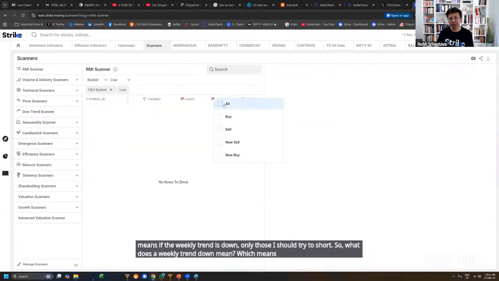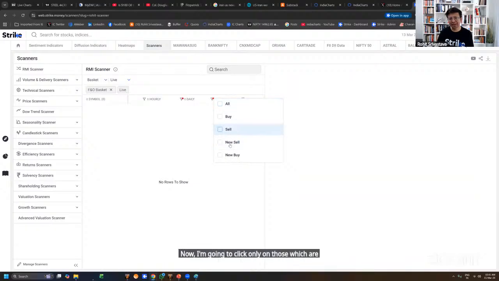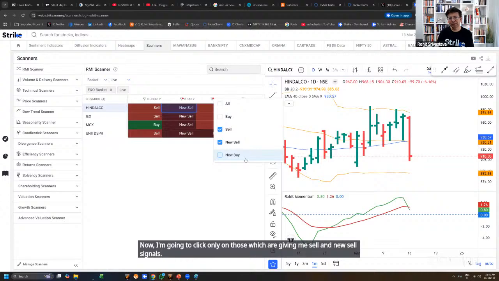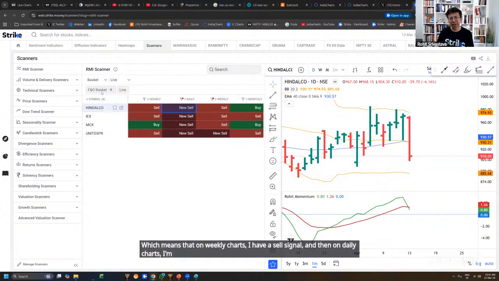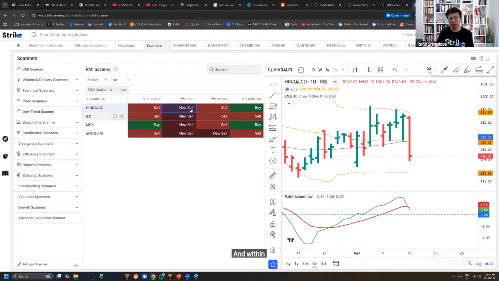It means that on the weekly chart, I clicked out of all. Now I'm going to click only on those which are giving me sell and new sell signals, which means that on weekly charts, I have a sell signal. And then on daily charts, I'm getting a sell. And within over 200 stocks, there are only four. How much work did you save? You saved looking at 250 stocks to decide where the signals are coming. You're down to four. Now, out of these four, you need to decide which one you're going to really take action on.